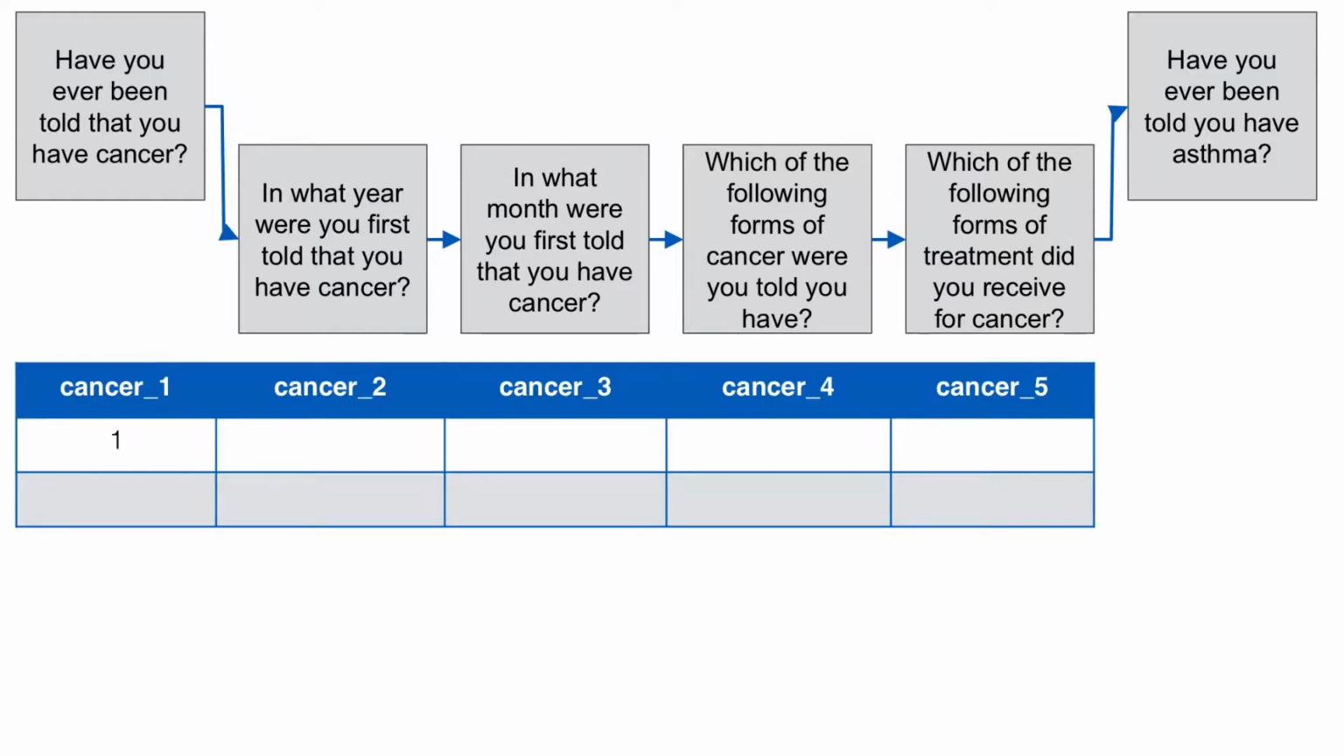Let's say the first participant was told that they have cancer at some point, so they will have a value of 1 for the variable Cancer 1. And because they had cancer, we ask them the rest of the child questions.